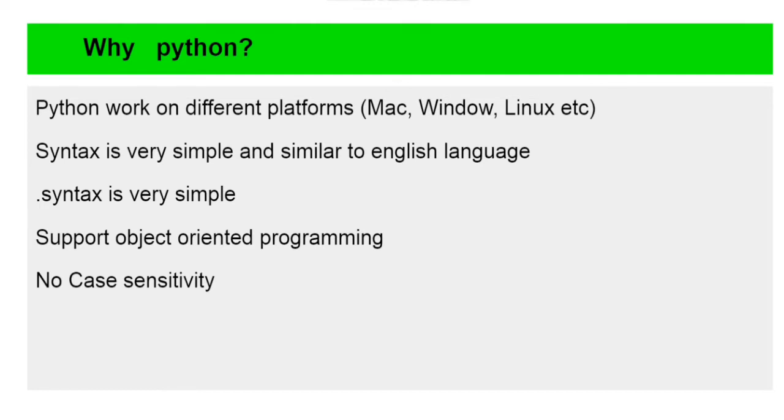We have support for object oriented programming. Object oriented programming is a very important concept, which consists of classes and objects, abstraction and polymorphism. So we will explore object oriented programming in Python also. There is no case sensitivity, just indentation, which is the arrangement of the code in the editor. We will explore indentation. Indentation is very simple.